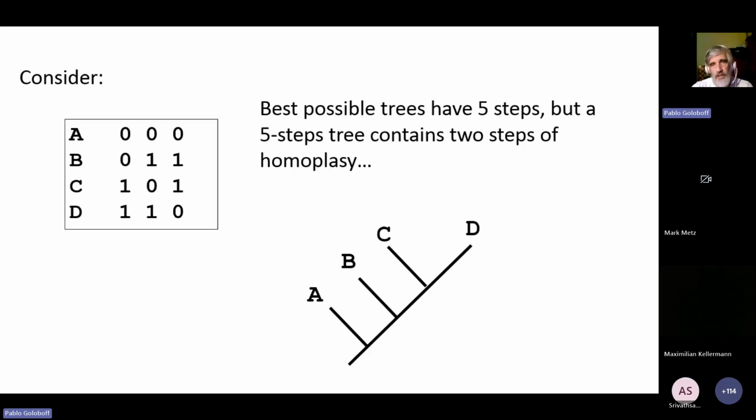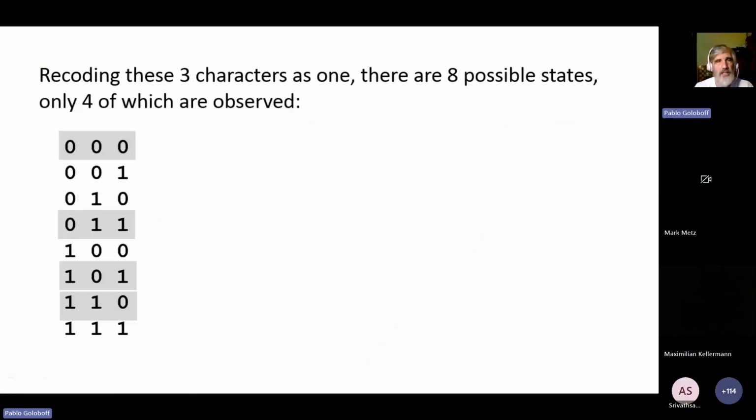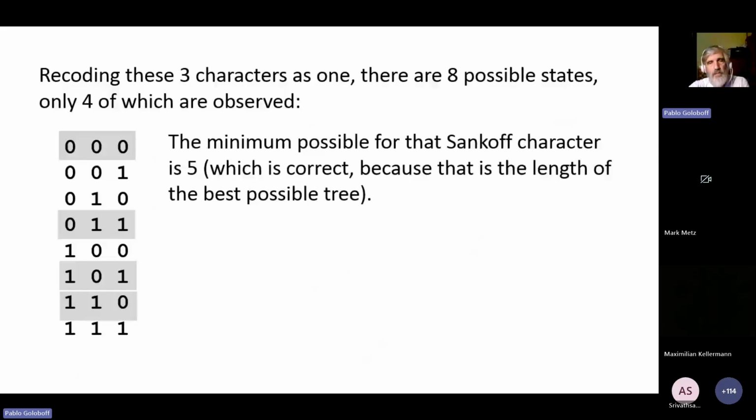The best possible trees for this have 5 steps, right? This has 1 step for the first character, C and D go together, and 2 steps for the character that should join B and D, which are separate in the tree, 2 steps for the characters that should join B and C, which go separate in the tree, for a total of 5. If you recode this as a Sankoff character, there are 8 possible states, 4 of which are observed, and the minimum possible steps for this Sankoff character is 5. The best tree you're going to find for this has 5 steps, which is correct because that is the length of the best possible tree.